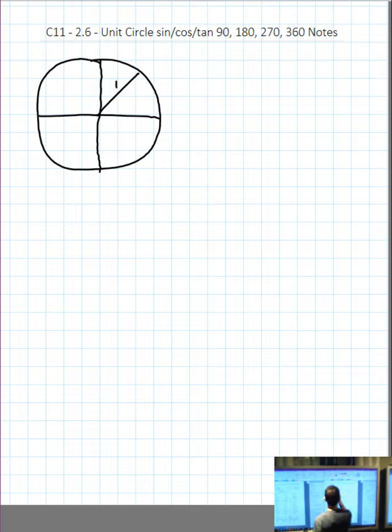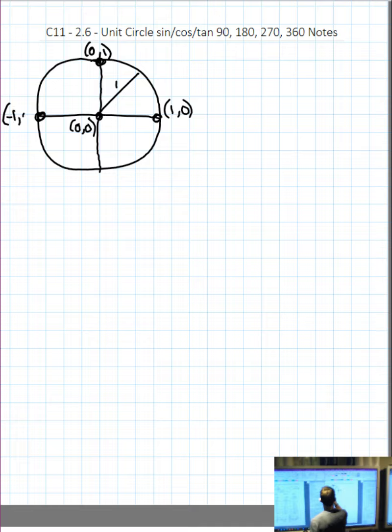Meaning, if this is 0, 0, this, if the radius is 1, is 1, 0. This is 0, 1 at the top. This, on the left, is negative 1, 0. This, at the bottom, is 0, negative 1. We call this a unit circle because it has a radius of one single unit.